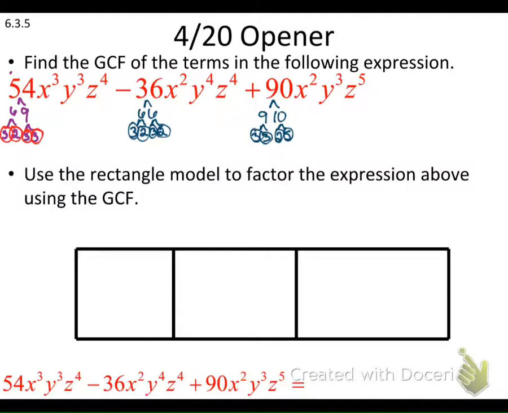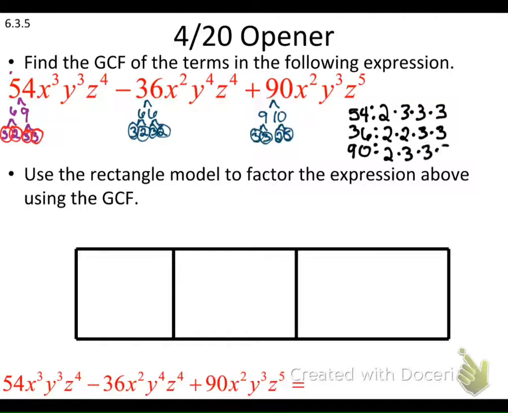All right, now let's go ahead and write these out so we can find our common factors. So we have 54, which equals 2 times 3 times 3 times 3. We have 36, which is 2 times 2 times 3 times 3. And then we have 90, which is going to be 2 times 3 times 3 times 5.